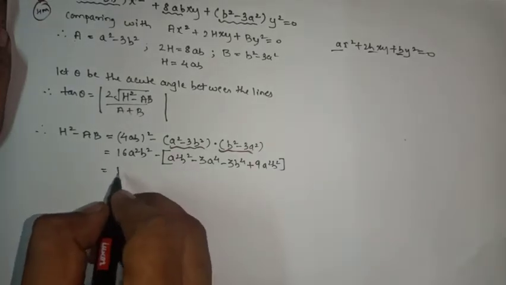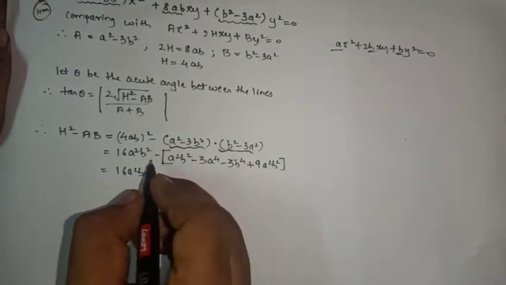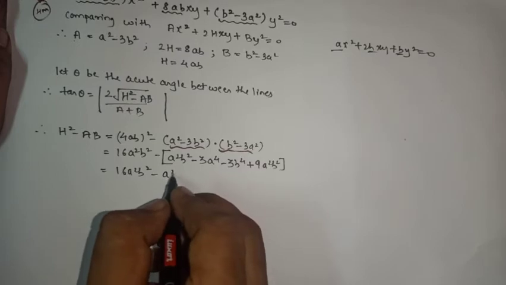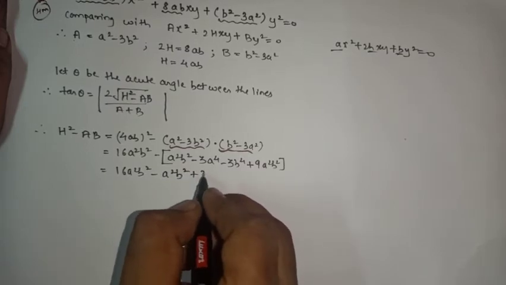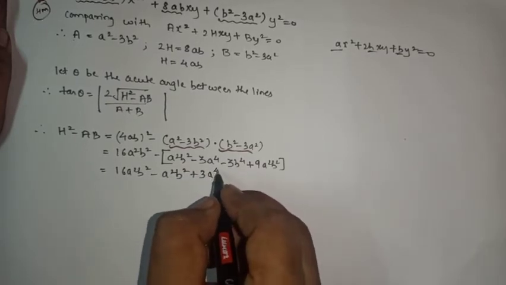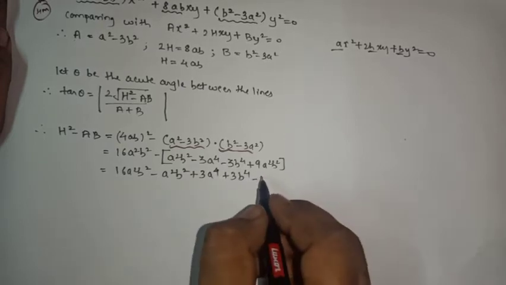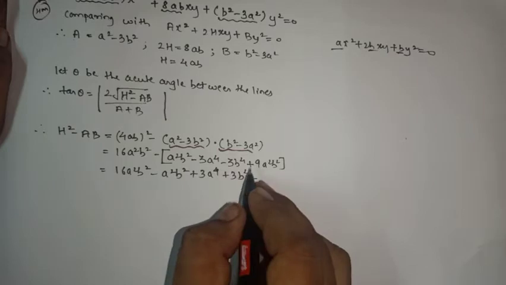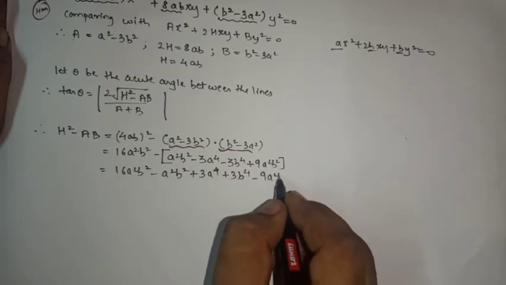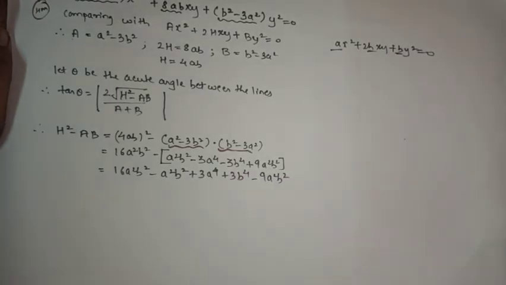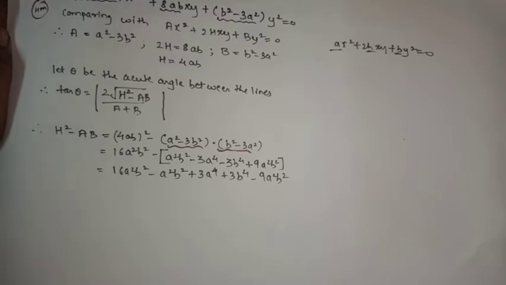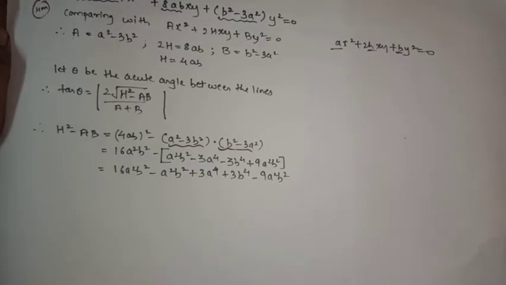So now, bracket open with this minus, so you will get minus a square b square plus 3a raised to 4 plus 3b raised to 4 and minus, plus will be what? Minus 9a square b square. Understood?